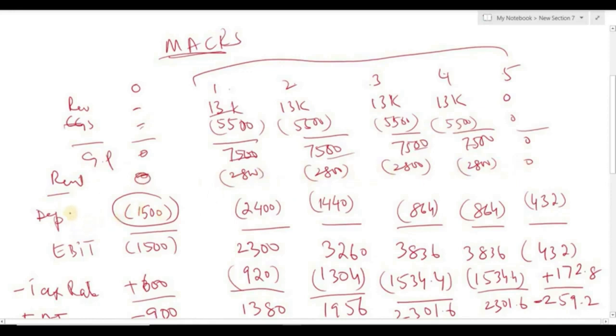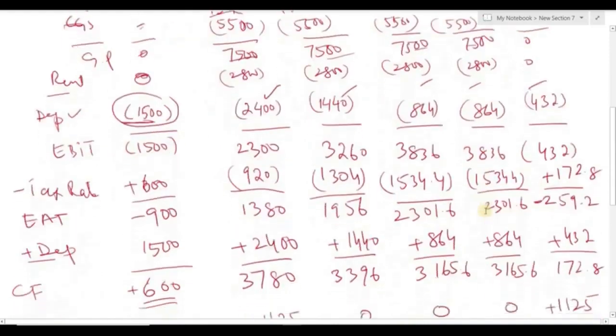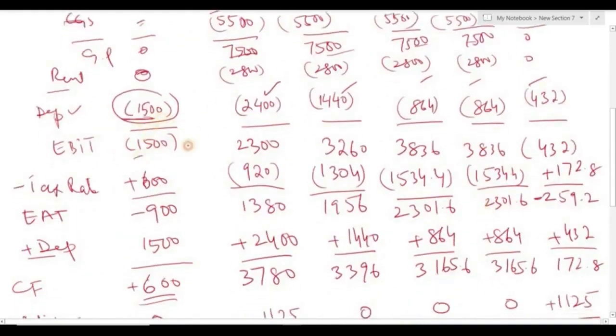And depreciation, now because it is MACRS, we will use 0 at year 0. 1500 is the depreciation, 2400 is the depreciation in year 1. These are the depreciation amounts based on the MACRS table. We got it. After that, EBIT is negative 1500, 23, 3260, 3836, 3836, and negative 4324.